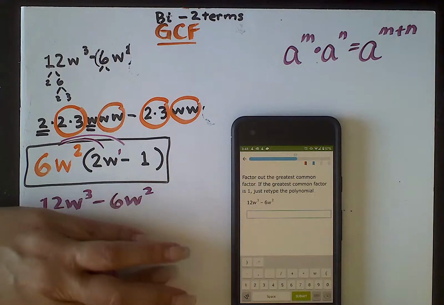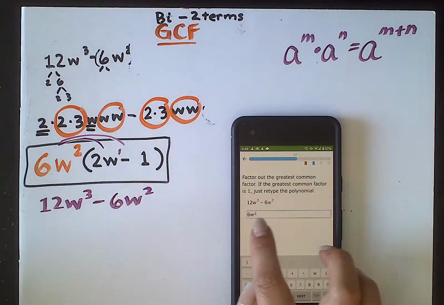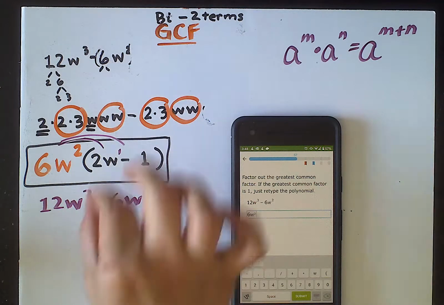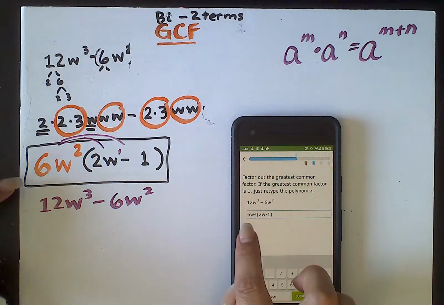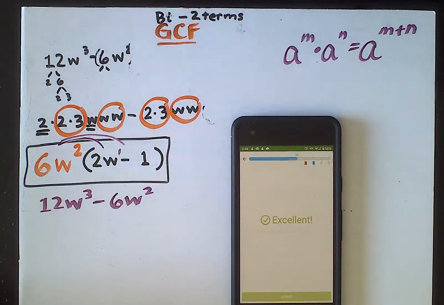So let's type it in. That should be 6w squared. Now, once again, right now I'm in the exponent, so I'm just going to tap on it so it gives me a bigger cursor, and I'm going to continue writing 2w minus 1. So it says 6w squared, 2w minus 1. Let's submit while I check.